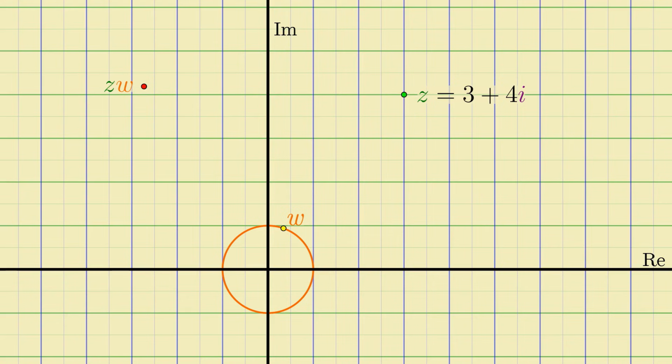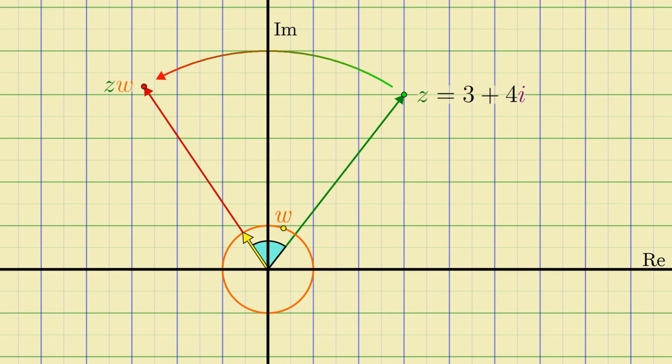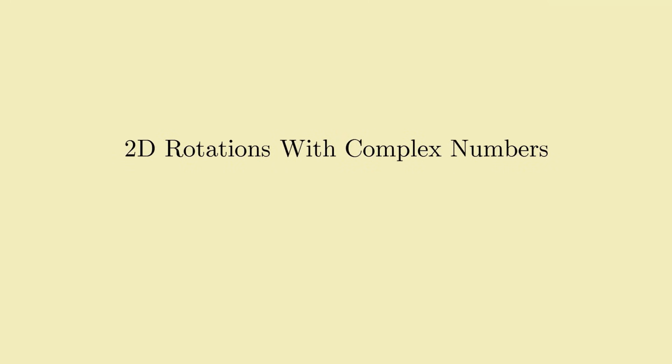You might notice that the product zw looks like a rotated version of z. And indeed it is. In fact, multiplying z by w rotates it around the origin by the angle w makes with the positive real axis. In this case, an angle of 70 degrees. So multiplying a complex number by a complex number of absolute value 1 just rotates it. This makes complex numbers a useful tool for representing and computing two-dimensional rotations.